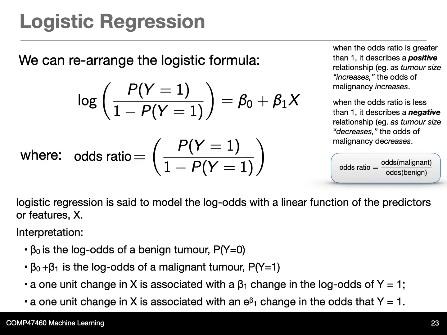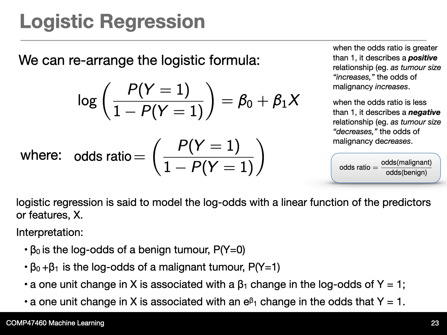Now we can rearrange the logistic formula to show that the log of the ratio of p to 1 minus p is given by the combination of parameters beta 0 plus beta 1 times x. In logistic regression problems, it's common to deal with the odds ratio. This is the ratio of the probability, or the odds, of one outcome to the probability of the other outcome.